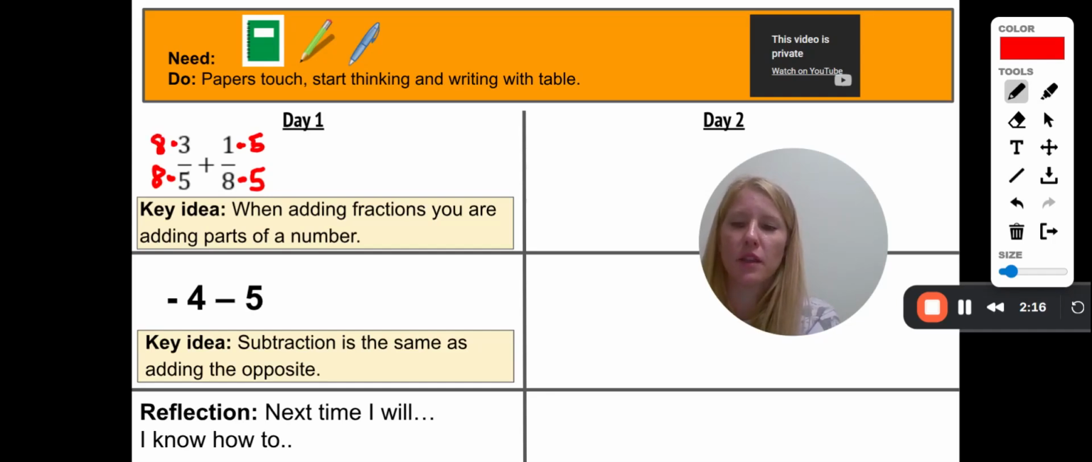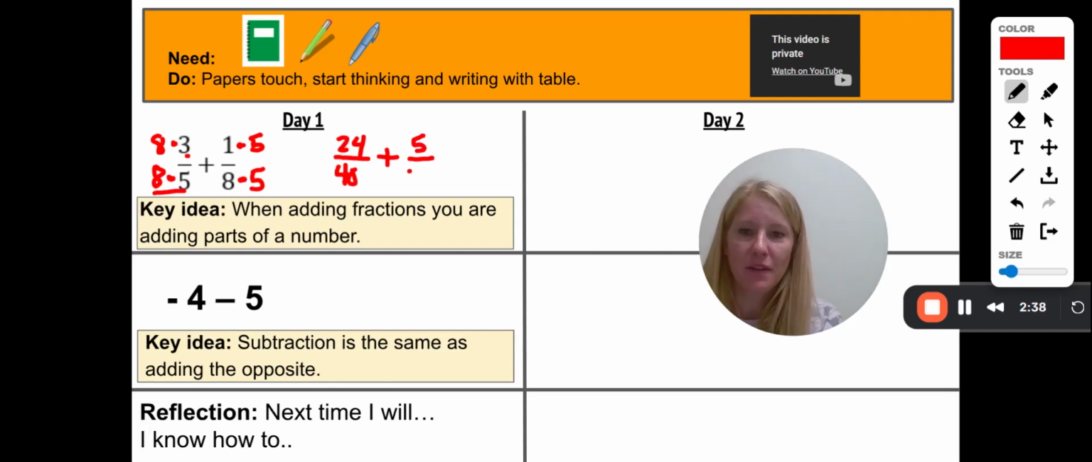Okay, so I'm just going to get those multiplication parts written in, and then I'm going to make my new fractions to add with the common denominator. So this first one, I have 3 times 8. That gives me 24. And then the 5 times 8 on the bottom gives me 40. Plus 1 times 5 is 5. And the 8 times the 5 is 40. Look, now I have common denominators. The bottom numbers are the same.